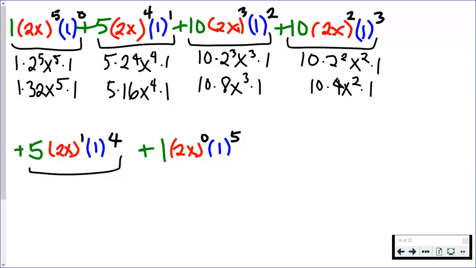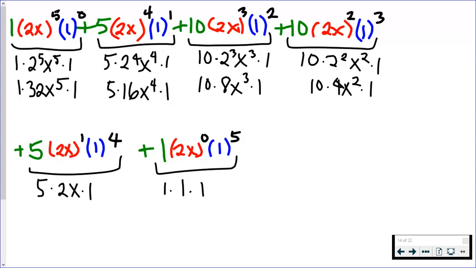Next, it gets a little easier. I have 5 times 2x to the 1st is just 2x times another 1. And finally, I have 1 times 2x to the 0 power is going to equal 1. Like I said before, anything to the 0 power, no matter what it is going to equal 1. And 1 to the 5th is 1.